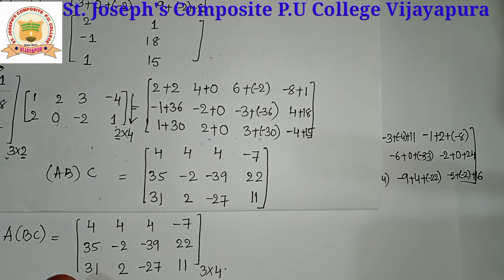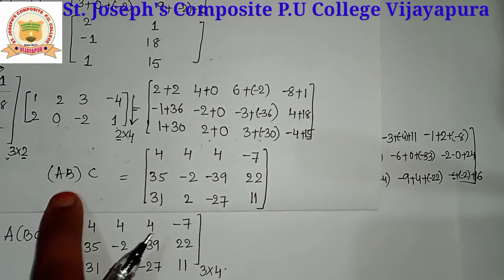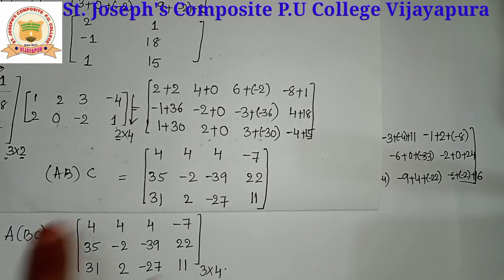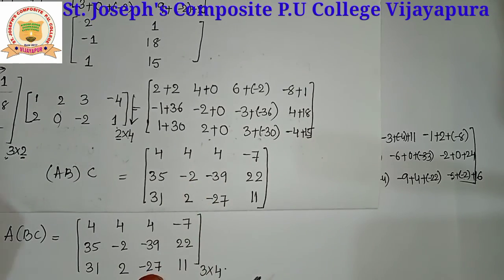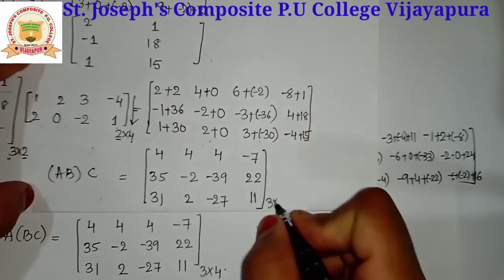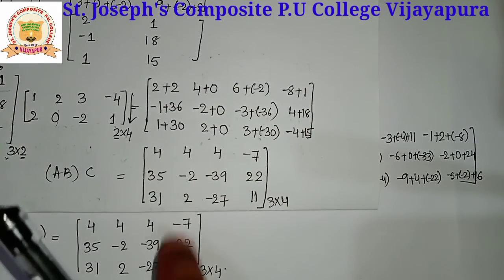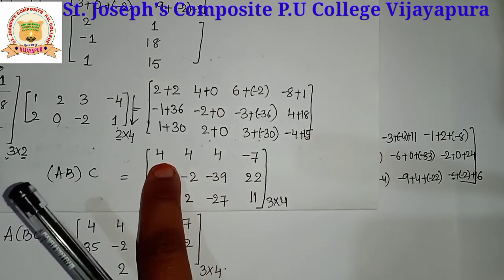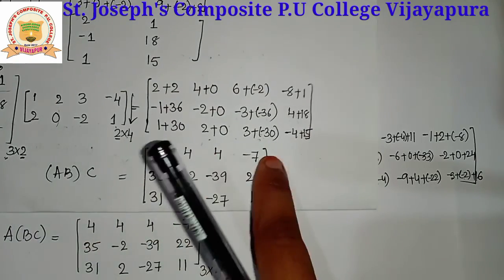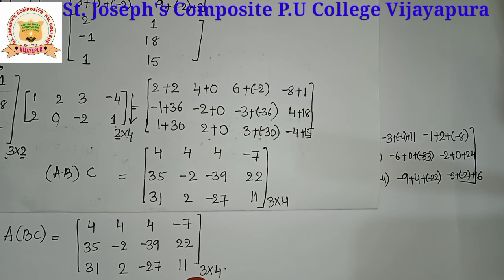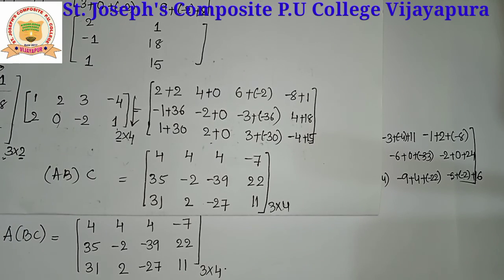Our next question is to show AB into C is equal to A into BC. See the order of these two matrices. This is of order 3 by 4 and this is of order 3 by 4 again. So both are equal. But see the corresponding elements, first element, all the elements, second, third, fourth. See, all the elements are the same. Hence, we showed that AB into C is equal to A into BC. That is, it satisfies the associative law.